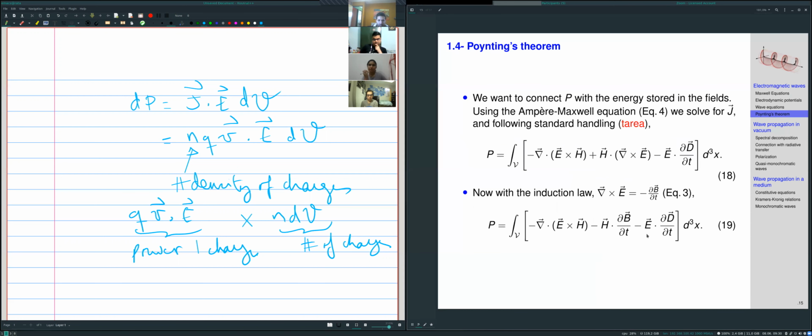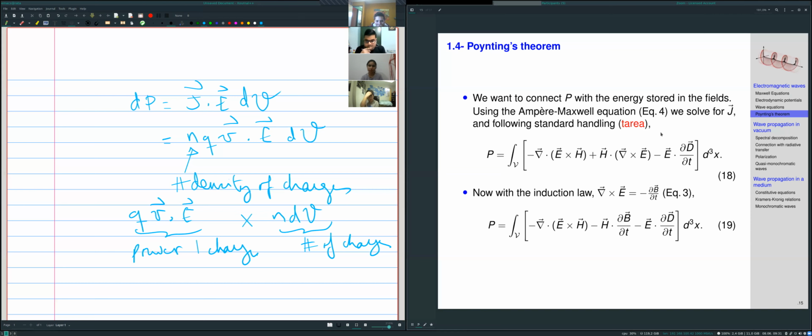And the idea here is to connect this power, the power exerted by the electromagnetic fields on the charges, with the energy stored in the fields, because the fields exert work on the charges, but that comes at some cost. And so this is the goal here. We want to know what the continuity equation for the energy density is.